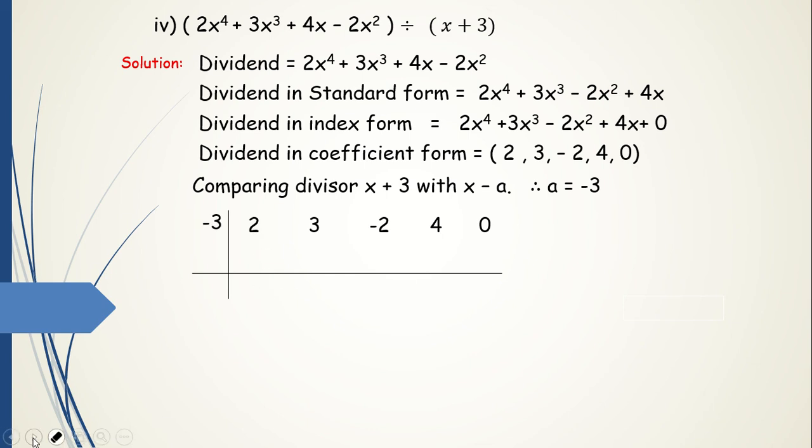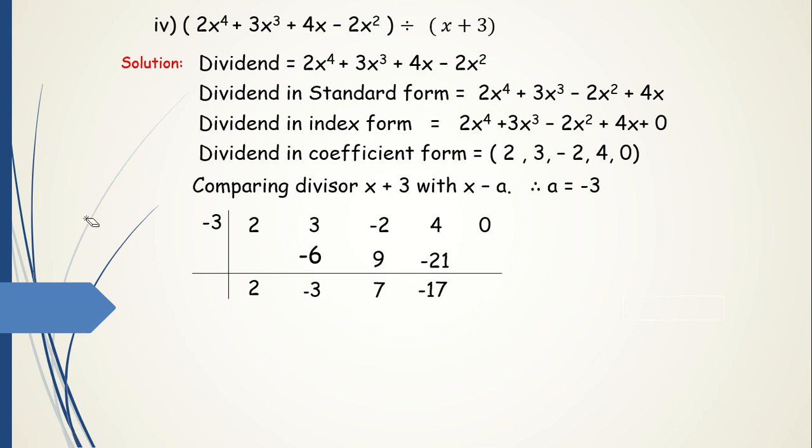Bring 2 down. 3 2s are 6, minus 6, that is minus 6 plus 3 is minus 3. 3 3s are 9. So that's plus 9. 9 minus 2 is 7. 7 3s are 21, minus 21. And minus 21 plus 4. Different signs, we subtract and give the sign of the greater number to the answer. So answer is going to be minus 17.